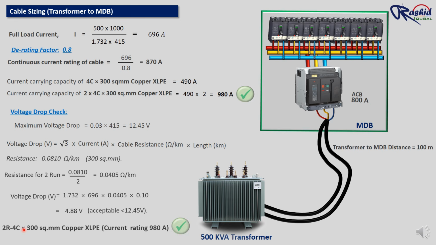Therefore, it is acceptable. So the final cable selection, after checking both current carrying capacity and voltage drop, is 2 runs of 4 core 300 square mm copper XLPE cable. Its total current capacity is 980 ampere, which is greater than the 870 ampere requirement.